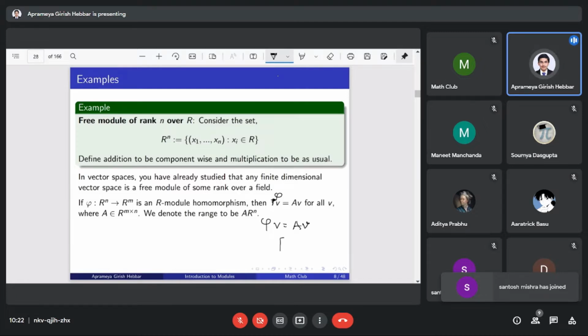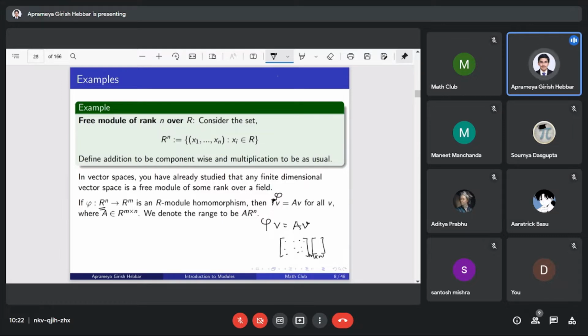So here, what is the matrix A? It's an M cross N matrix with elements from the ring R. Each element is an element of this R, the ring R, and this is V. If we take it as a column vector, then this is nothing but the matrix multiplication.